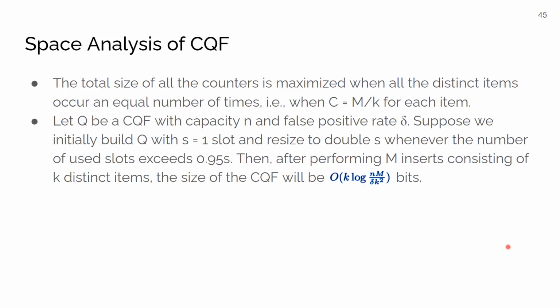Suppose we initially build Q with s equal to 1 slot and resize to double s whenever the number of used slots exceeds 95%. Then, after performing n inserts consisting of k distinct elements, the size of the CQF will be O of k log nm over delta k square bits.